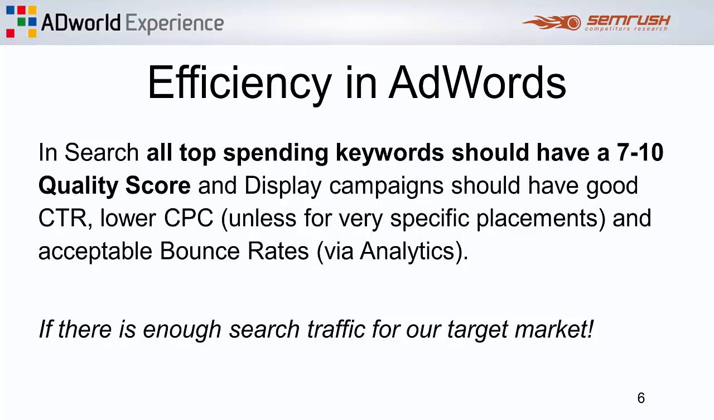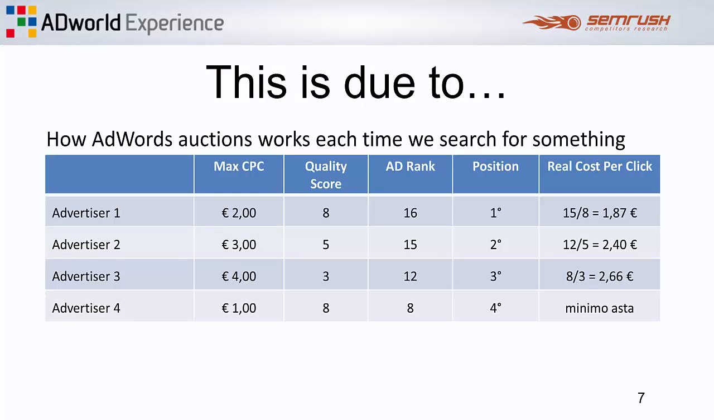Why all this importance on quality score? Because quality score is the base of the auction calculation in AdWords. Each time we search for something, there is a very complex calculation done instantly, and we will see an example here. Imagine 4 advertisers bidding on a single keyword, and these are their maximum CPCs. Supposing they have different quality scores, you will see the first advertiser, who is willing to pay a maximum of €2 per click, has a quality score of 8 out of 10.